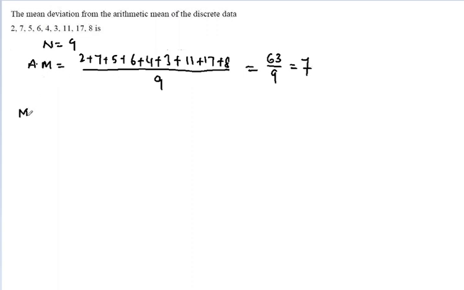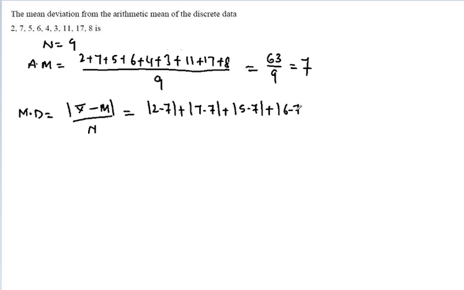And the mean deviation M is equal to the sum of the modulus of x minus the arithmetic mean, by n. That is modulus of 2 minus 7, plus modulus of 7 minus 7, plus modulus of 5 minus 7, plus modulus of 6 minus 7, plus modulus of 4 minus 7, plus modulus of 3 minus 7, plus modulus of 11 minus 7, plus modulus of 17 minus 7, plus modulus of 8 minus 7, by n.